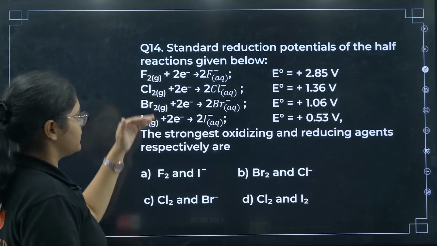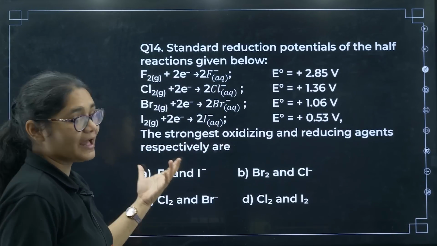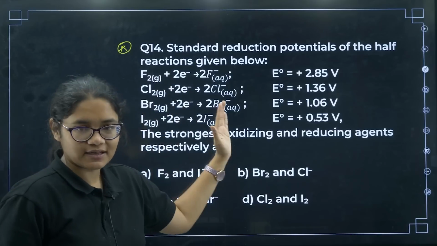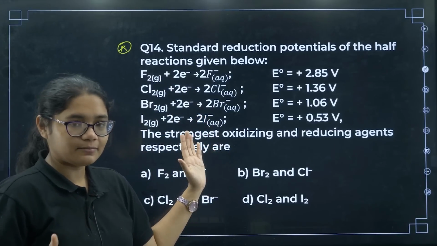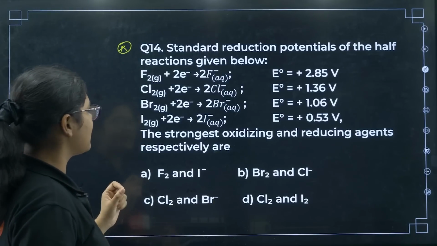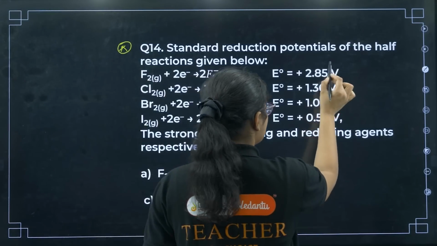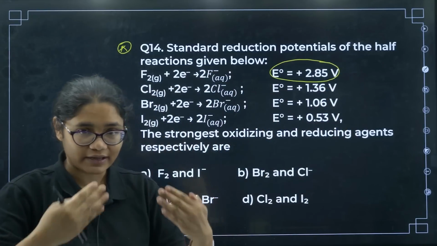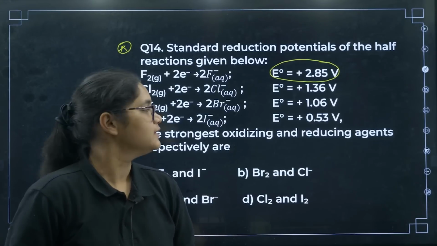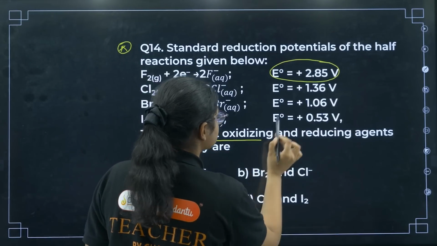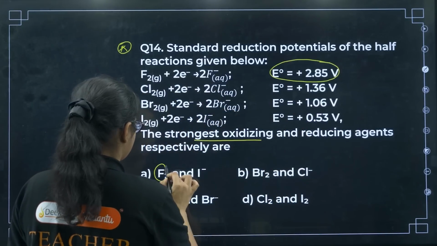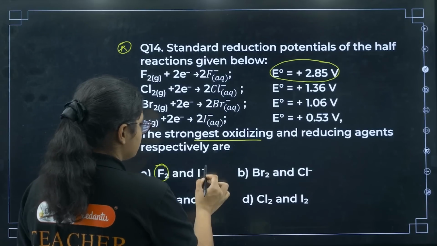The standard reduction potentials are given, and we need the strongest oxidizing and reducing agents. Very, very important question, just now we discussed. See, reduction potentials are given, tendency to get reduced is given, that means tendency of oxidizing power is also given. So the one having the highest tendency to get reduced will have the highest oxidizing power. So the strongest oxidizing agent will be fluorine, that is here. And I have only one option with that.